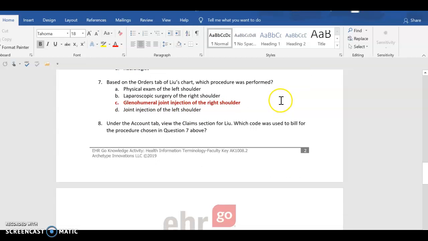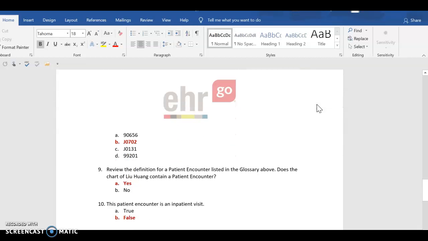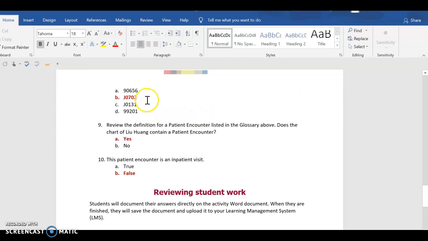Based on the orders tab, which procedure was performed? And we have the glenohumeral joint injection of the right shoulder. The account tab, view the claim section. What code was used to bill for the procedure above? And this again is something you'll learn next semester, but you should be able to see the J code.